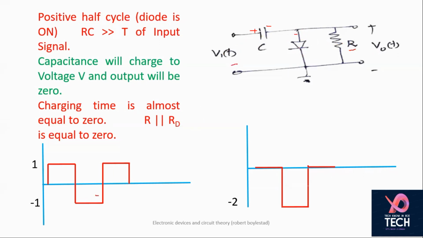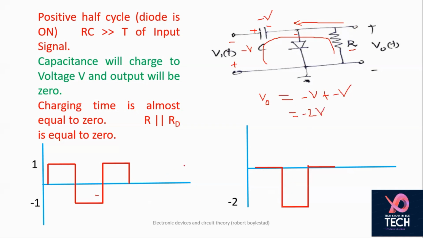Now, when the negative cycle comes, the diode is reverse biased. Negative cycle means plus, minus. But in the previous cycle the capacitor was charged. So looking from here into this terminal, we find minus V and minus V. Applying KVL in this direction, V out is equal to minus V plus minus V, which is equal to -2 volts. This is illustrated here.